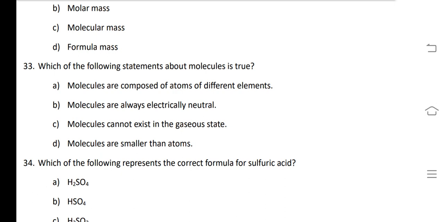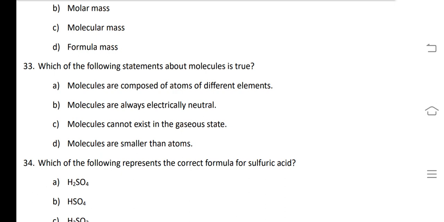Our next question asks which of the following statements is correct about molecules. Option A says molecules are composed of atoms of different elements. Option B says molecules are always electrically neutral. Option C says molecules cannot exist in gaseous state. Option D says molecules are smaller than atoms. The last two options are incorrect because the atom is the smallest unit. Atoms combine to form molecules, and molecules can also exist in gaseous state.